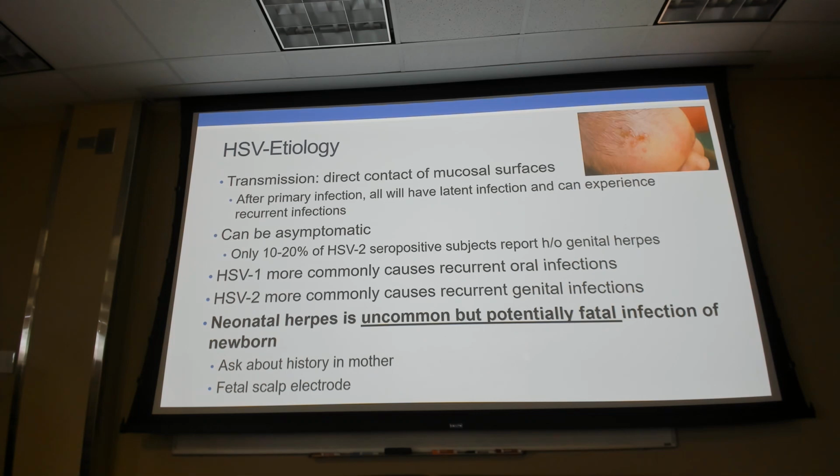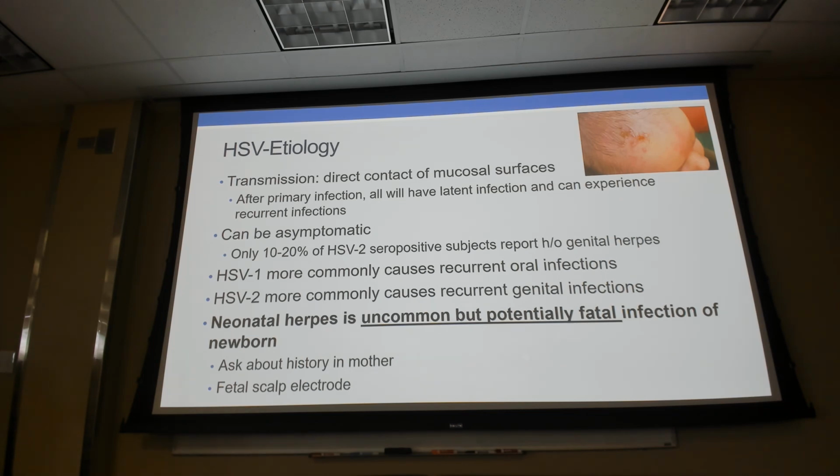Same as adults, you can have the primary infection and then the latent infection, and you can have one or two. So it's the same for kids. You can have HSV1 or HSV2. Typically oral for one, genital for two, can see other ones. This one is the big, bad, ugly one.